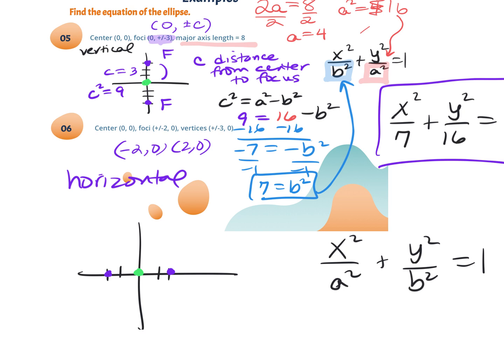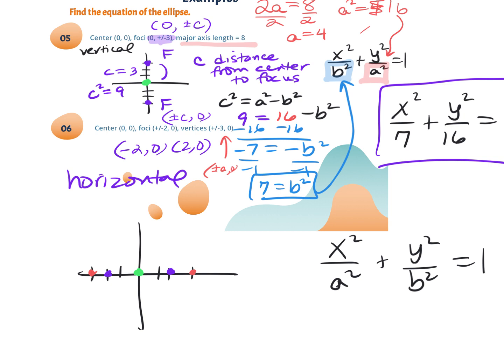Now, again, if your center's at (0, 0), the focus points are plus and minus c, 0. My vertices are plus and minus a, 0. But I can go ahead and graph them. Give yourself the visual.